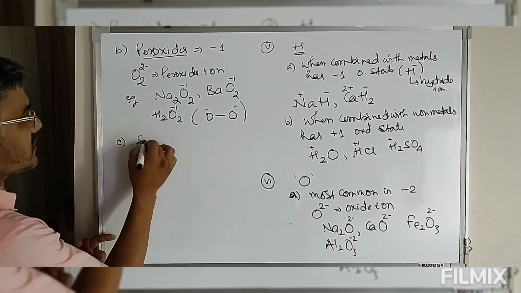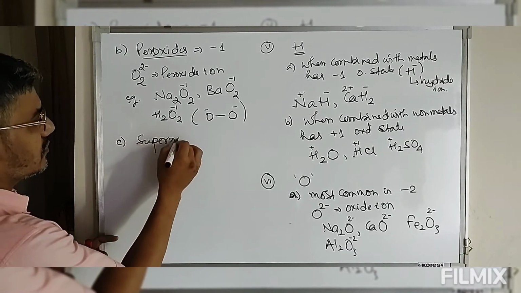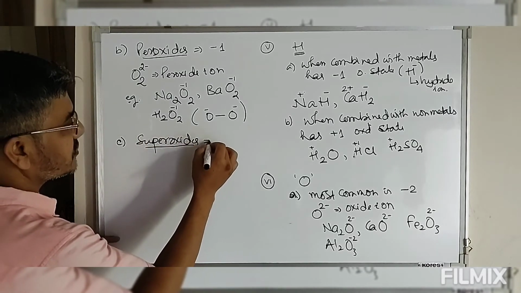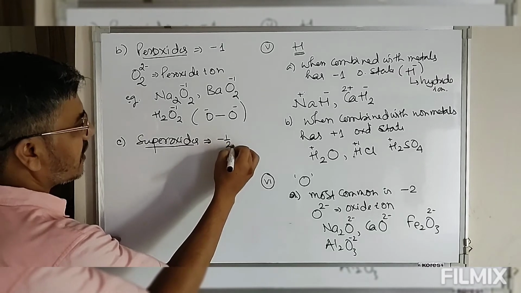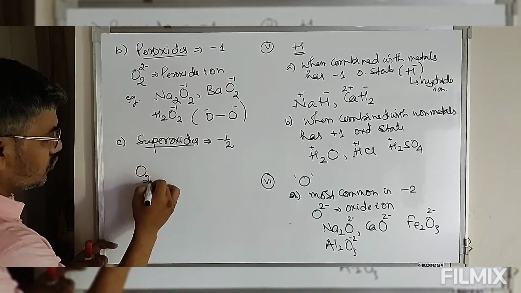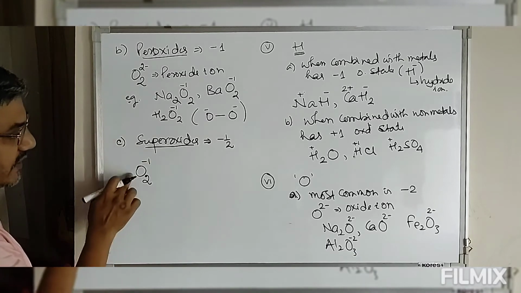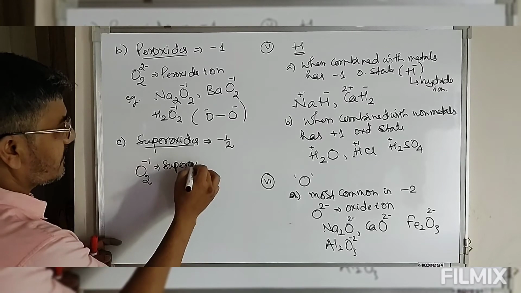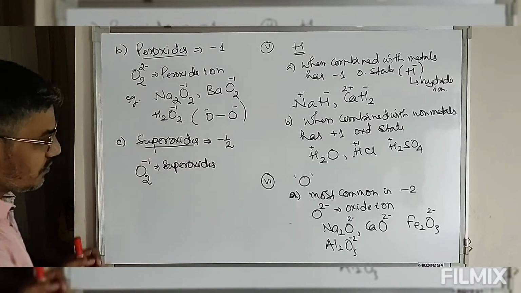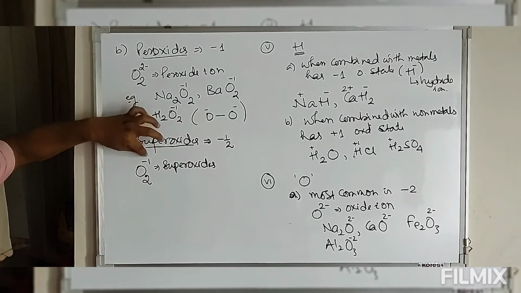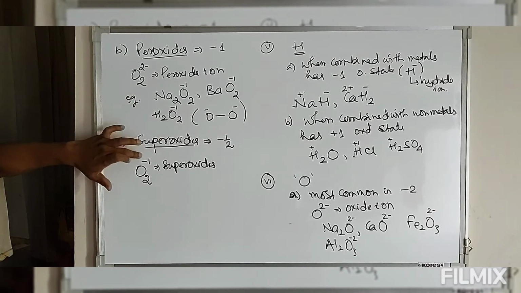Then we have superoxides. In superoxides, the oxidation state is -1/2. So superoxide is O2 -1. We have 2 oxygen. This is known as superoxide. So in superoxide, we have 2 oxygen, for these 2 oxygen the charge is -1. So per oxygen the charge is -1/2.